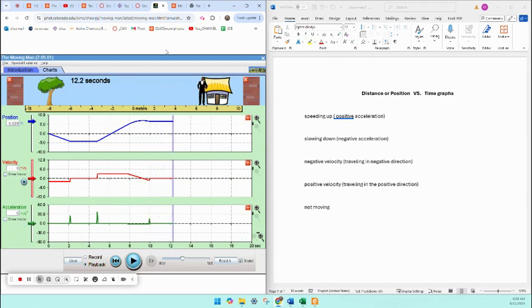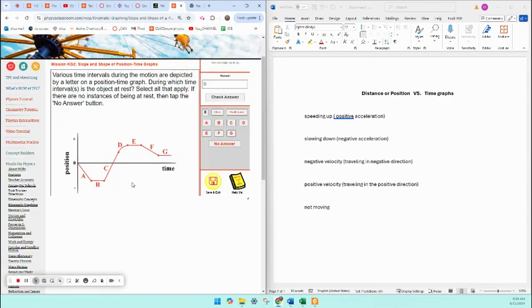This is what we're trying to see here. So pay attention and bear in mind that this is telling a story of something basically just moving back and forth. Now there are a few different things that you'll see here on a position time graph.